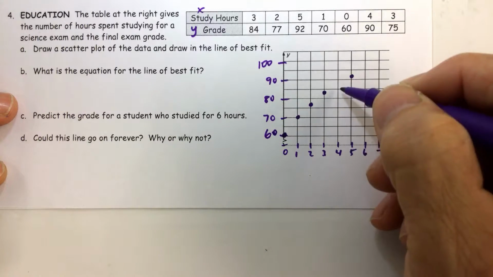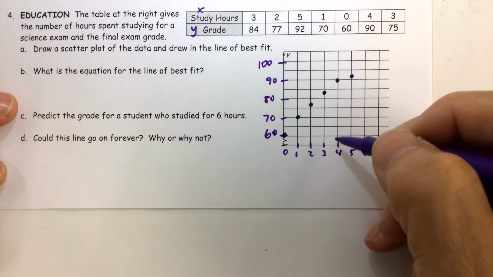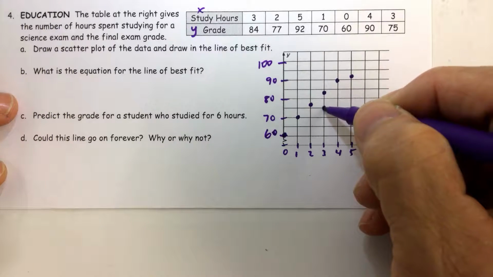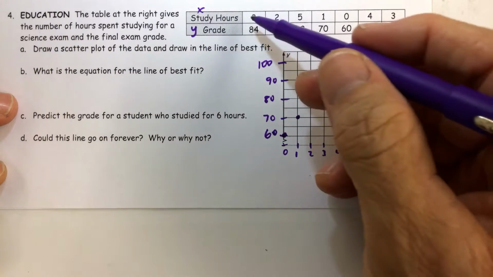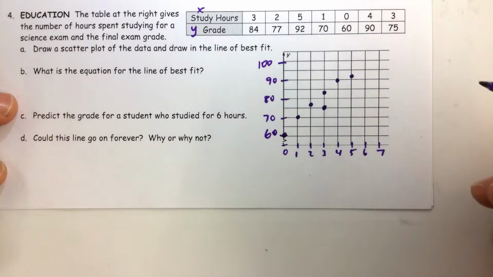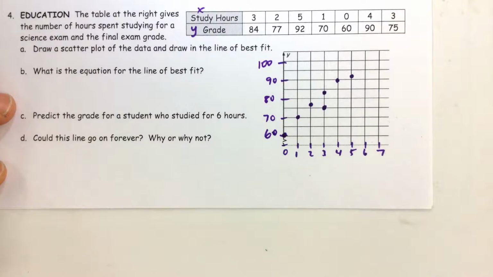4 hours got a 90. And 3 hours got a 75. 75 is right there. So one person who studied for 3 hours got an 84. The other person who studied for 3 hours got a 75. So there's our scatter plot.